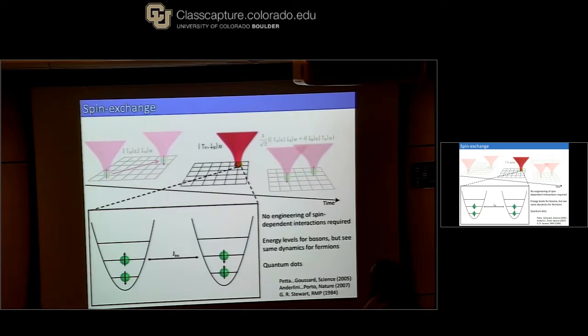And so in some ways it's nice in the sense that there's no engineering of a spin-dependent interaction. You just put the atoms on top of each other. It works for bosons and fermions. There's a lot of analogies, or this is basically a mechanism that's used in quantum dots.